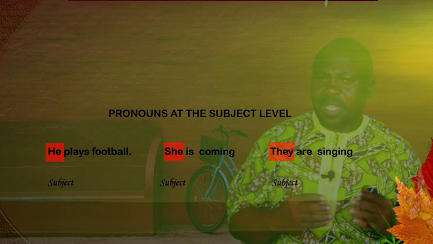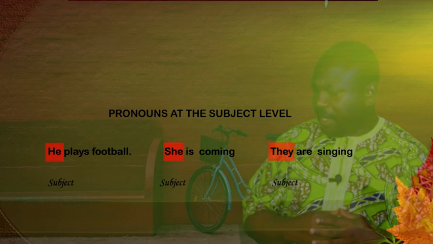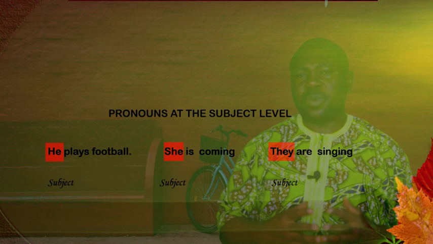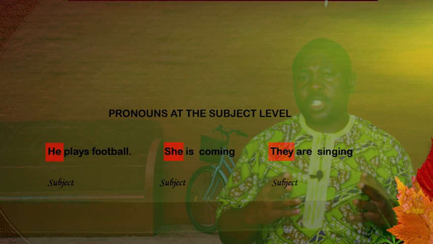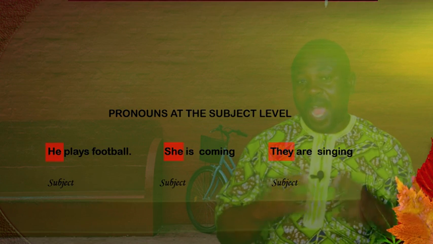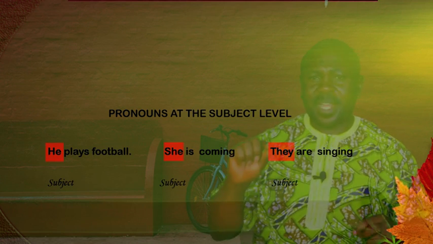Now let's observe the pronouns in the following sentences. So the spotted pronouns are he, she, and they at the subject level, as underlined on the screen.